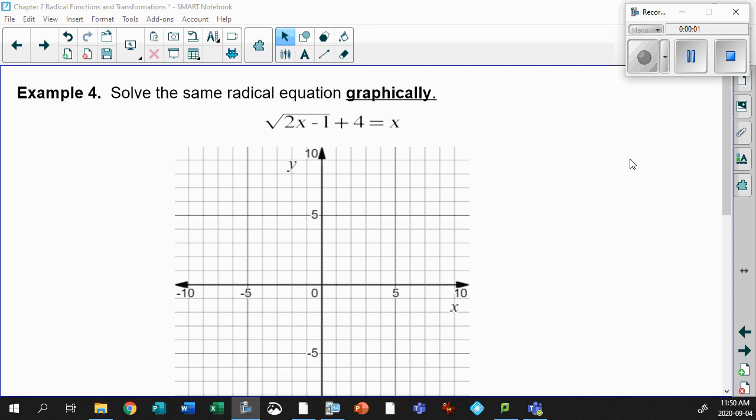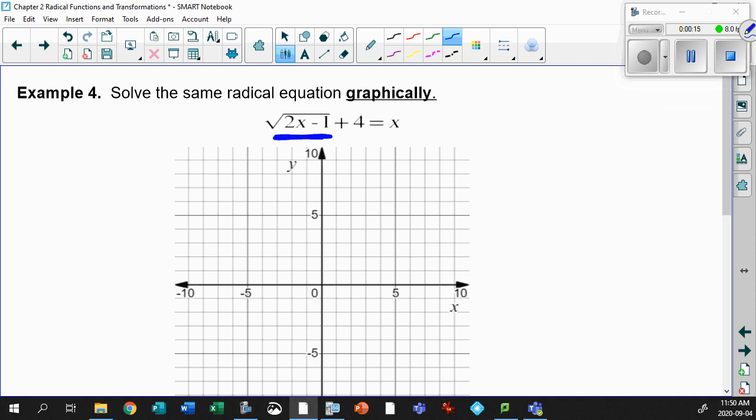So we're looking at the exact same question as we just did. And I just did that one graphically anyways, but I want to show you if you actually had to draw it out with a little bit of perfection. You know what I mean? Again, solve and isolate that radical. So you're going to subtract 4 from both sides. You're going to get the square root of 2x minus 1 equals x minus 4.